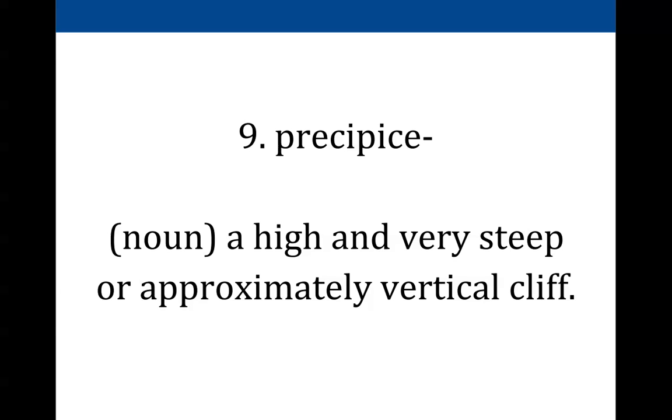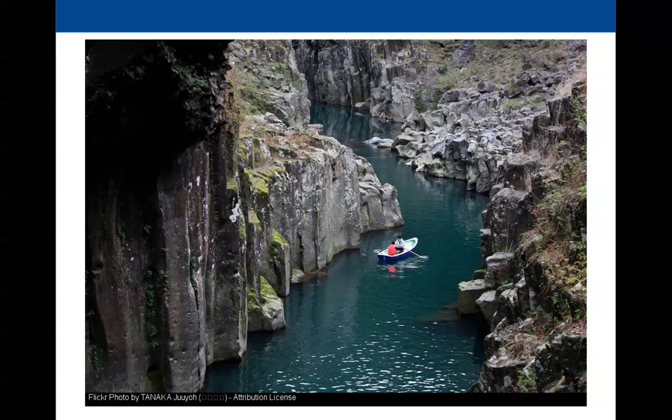Precipice is a high, very steep cliff, a vertical cliff, a very high, very steep kind of point at which you might be looking down on things. And a precipice can be a physical place at the top of a very high, steep mountain or cliff, but it can also be metaphorical.